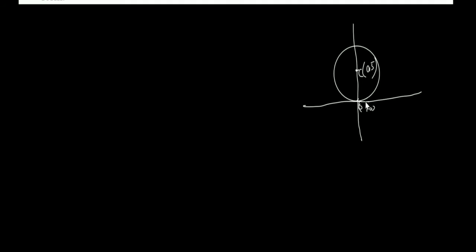Obtain the equation of circles with radius 5 and touching the x-axis at the origin. So a circle of radius 5 touching the x-axis at the origin. The radius is 5, that means this point is (0, 5). The circle is passing through (0, 0). The circle can be like this also, it can be the other way also. The circle can be here also, (0, minus 5) also.